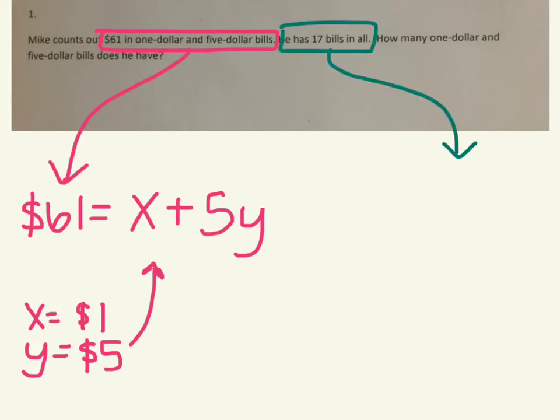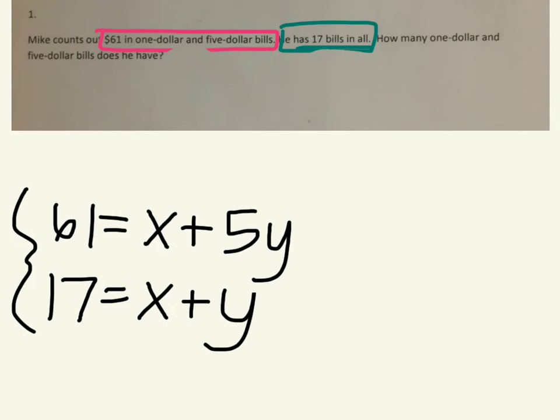The second part of my problem tells me that I have 17 bills in all. That means my $1 bills and my $5 bills added together means I have a total of 17 individual dollar bills. That is represented by the equation 17 equals x plus y. Now I'm ready to put these in a system and determine which method is best to solve this problem. My system would look like this, and now I'm ready to solve.